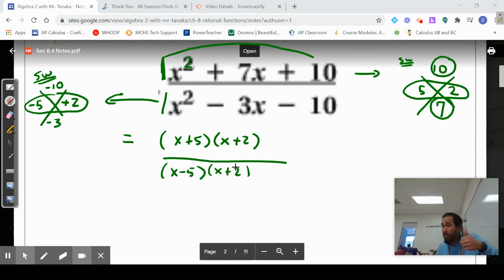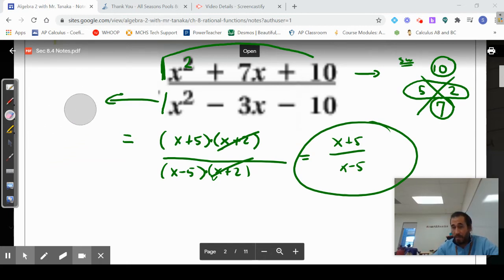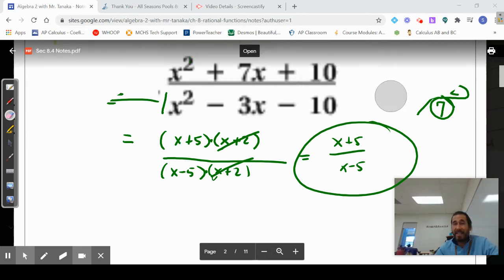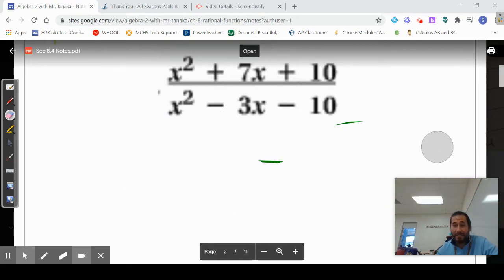Snap! x + 2 in the top and bottom, separated by a multiplication sign. Spling, spling. What am I left with? x + 5. Since there's only one thing left upstairs, I don't need the parentheses around it. x - 5. Sweet! That's it. Remember, we did a whole bunch of factoring in the first semester, so hopefully this is a lot of review for a lot of us, right? Not bad if you ask me.